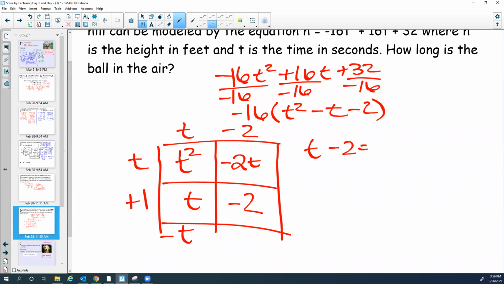So let's go ahead and see what each of these answers are. t minus 2 equals 0, t plus 1 equals 0. So on this one, t equals 2, t equals negative 1. And again, they're asking how long will the ball be in the air? Well, we can't have negative time, so the ball's going to be in the air 2 seconds.